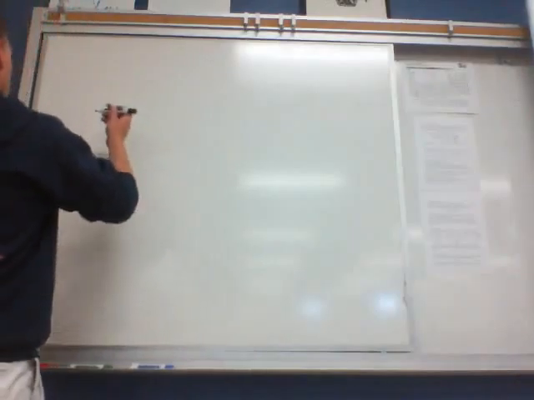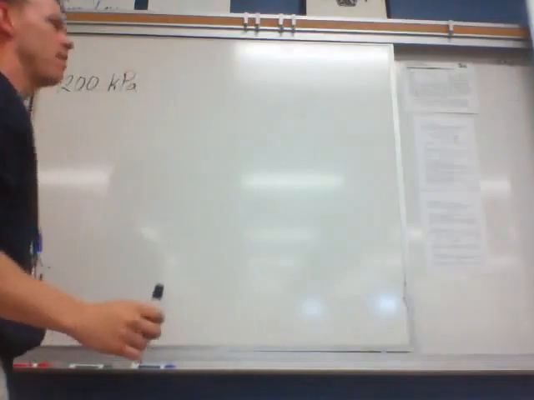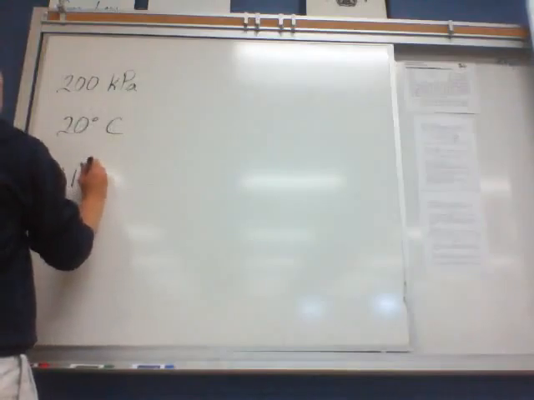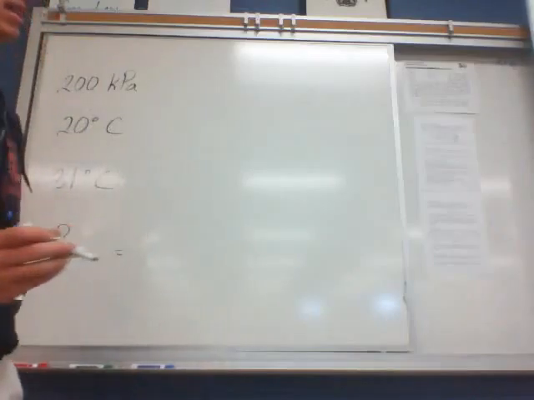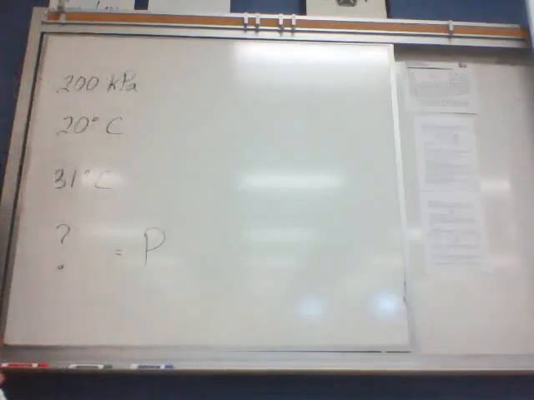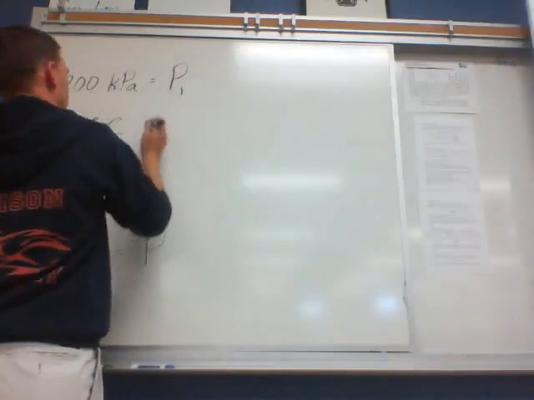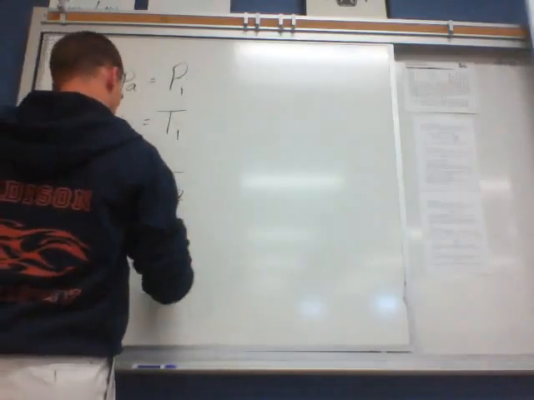Extracting info, 200 kPa, and then a couple of Celsiuses, 20 degrees Celsius, 31 degrees Celsius. The question is, find pressure. What is kPa units of? Pressure, our first one. Degrees Celsius, temperature, our first one.